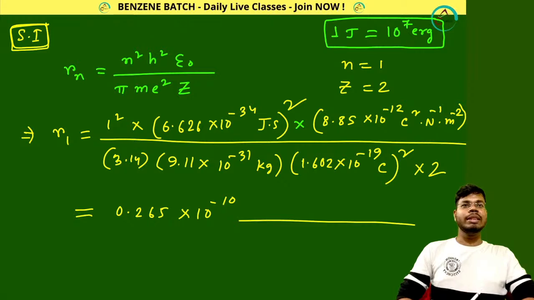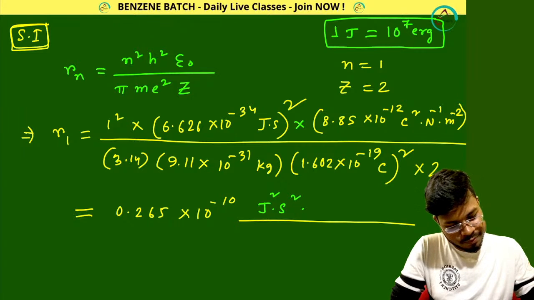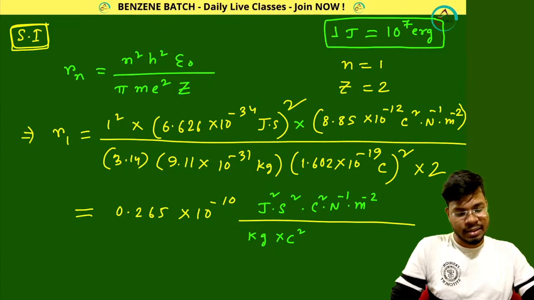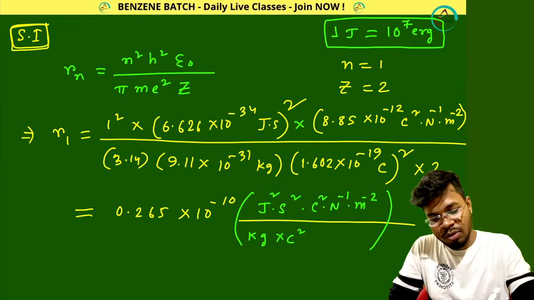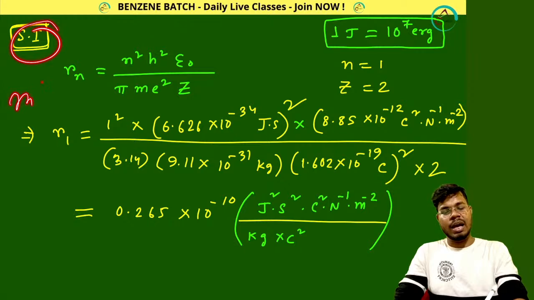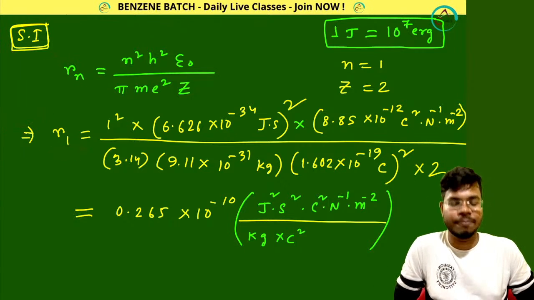Now I have to play with units. Let's do it. Joule second square into Coulomb square Newton inverse meter minus 2 over kg Coulomb square. These are the total units. So from here you already know you are doing this calculation in SI unit. That means your radius will be in meter, because radius should have the unit of length.